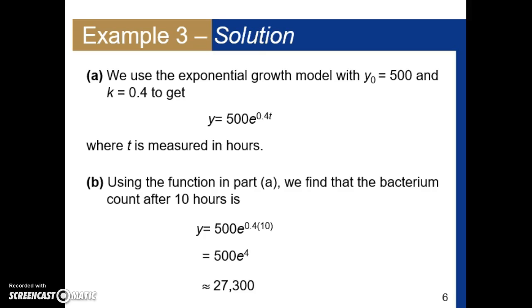Part B said, using the function, find the bacterium count after 10 hours. Well, 10 hours is time, so we're going to substitute that in for t. We know time is measured in hours, so we don't have to convert. It's direct one-to-one units here, so we just substitute in 10 for t. And so now we have y equals 500 e to the 0.4 times 10, or e to the fourth. Our calculator tells us that's 27,300.